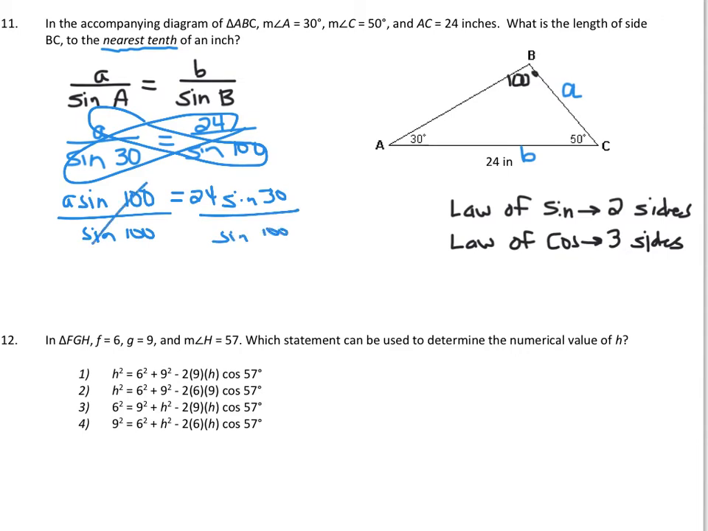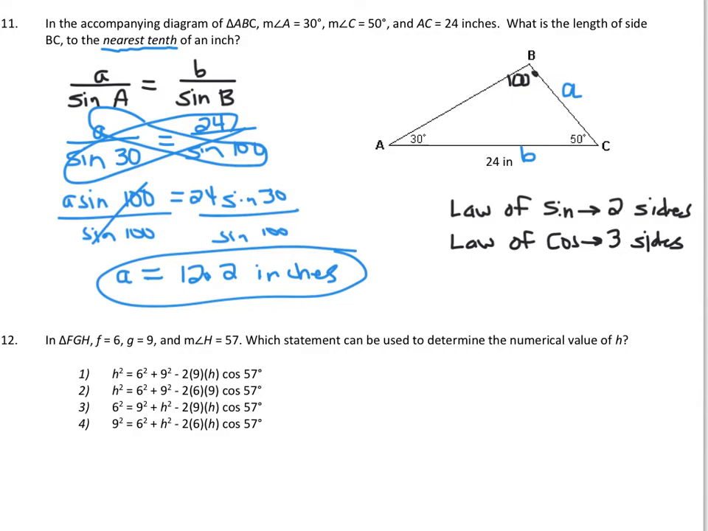Okay, so sine of 100 is canceled, leaving us with A. And then basically what you do is you just plug this into your calculator, and when you do, make sure you round to the nearest tenth. So when we do, we wind up getting 12.2. And also, you have to have your units there. So in this case, the units are inches. So 12.2 inches.